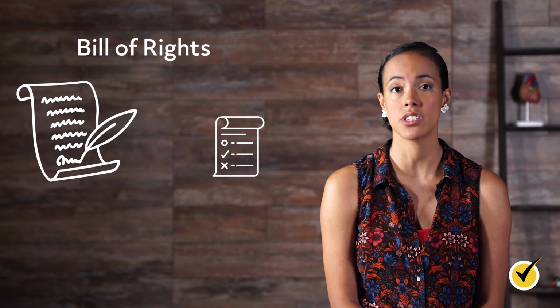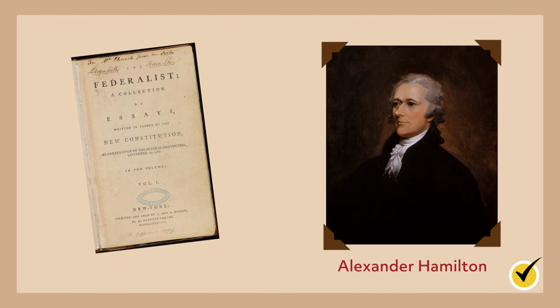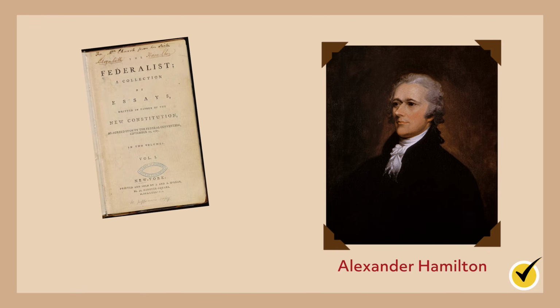But here's why the term Bill of Rights is perhaps not an entirely accurate name. The Constitution was not written to place extensive limits on individual freedom. Alexander Hamilton argued forcefully against them in the Federalist Papers, a series of essays he and two other delegates wrote in support of ratifying the Constitution.